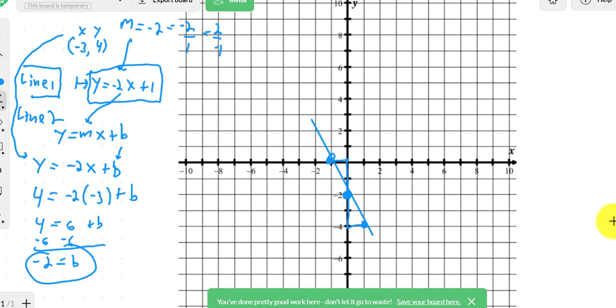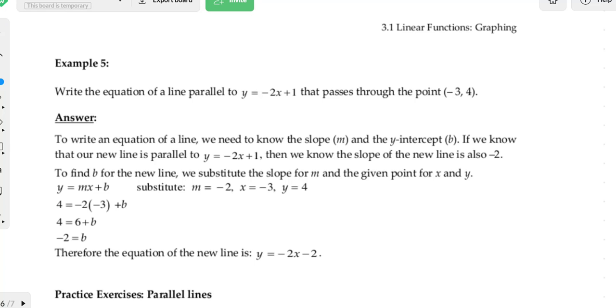Okay, that's how we graph or find the equation of a line that's parallel to an original line. And so remember, if this was line 1, line 2 would be y equals negative 2x minus 2. Right, this was my line 2, and line 1 was over here.